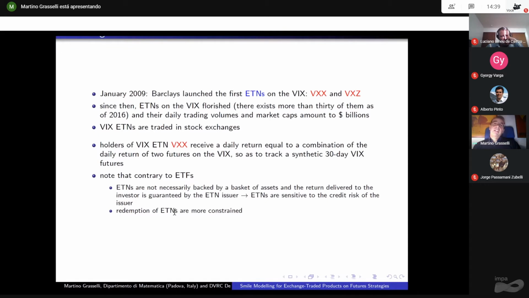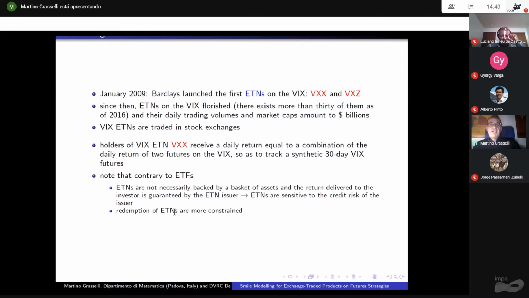So there are different notations according to whether you want to mimic the behavior of the first maturing one-month future, or the second, third month, etc. So we have some notations like, for example, VXX, VXZ, etc. There are some other notations also in the sequel.